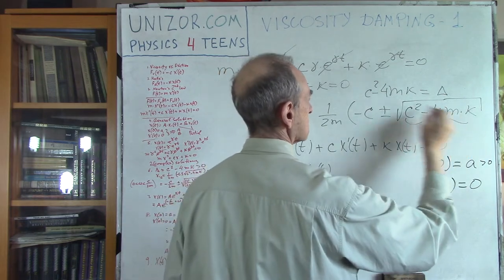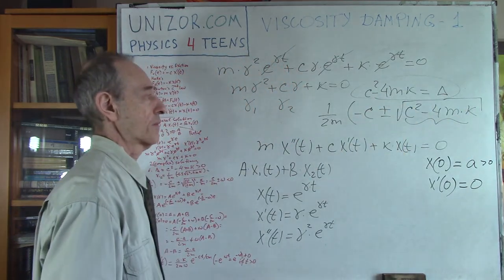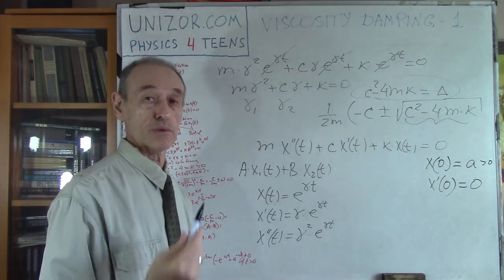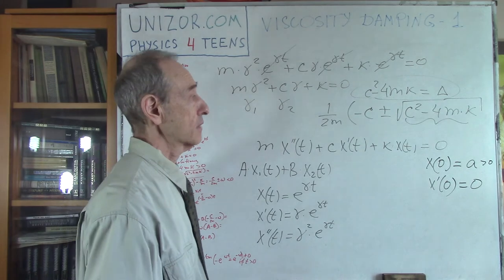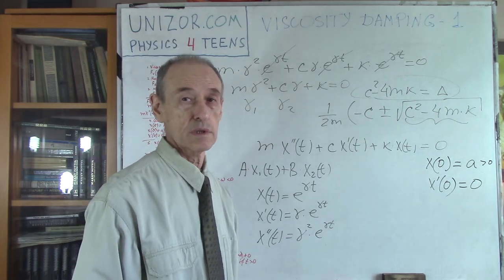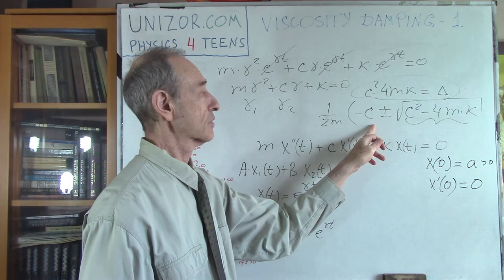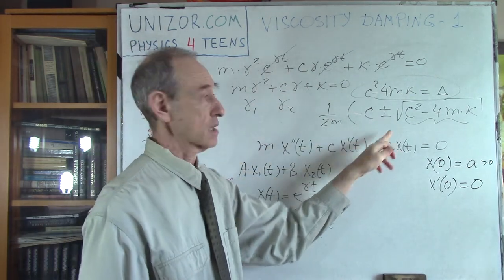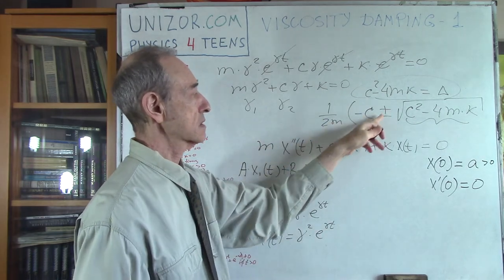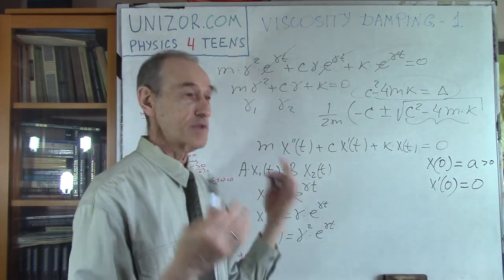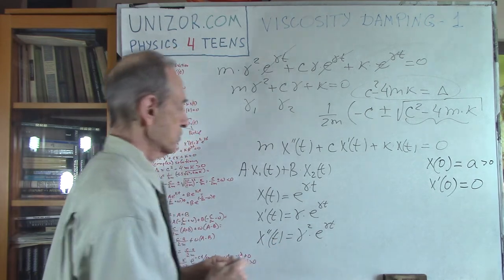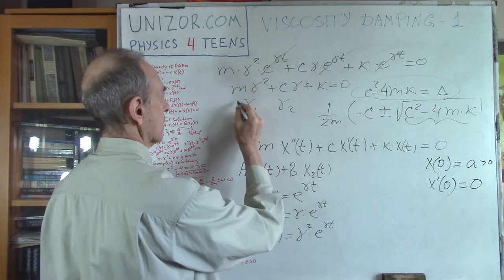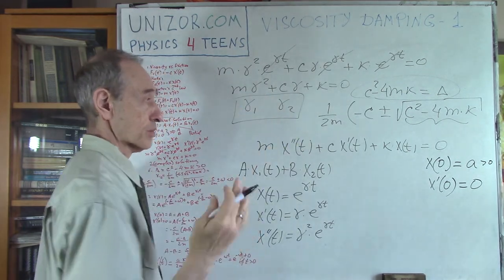You see, this is the discriminant. If it's positive, it means I can extract the square root among the real numbers, and I will have two different real numbers, and that means that I will have two different solutions for gamma, not proportional to each other. So one solution would be with plus, another solution would be with minus. So these are two solutions for gamma, which means I will have two different functions. So I will have gamma 1 and gamma 2, both real.